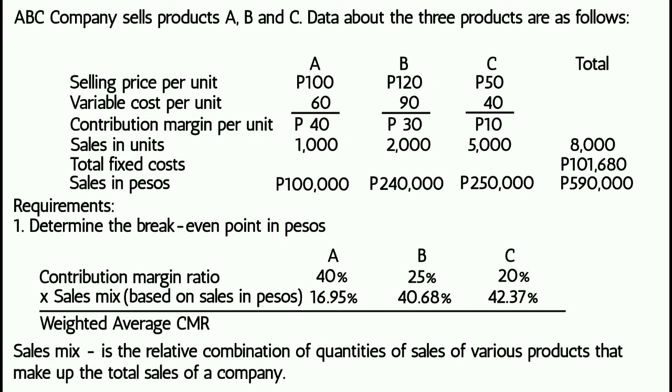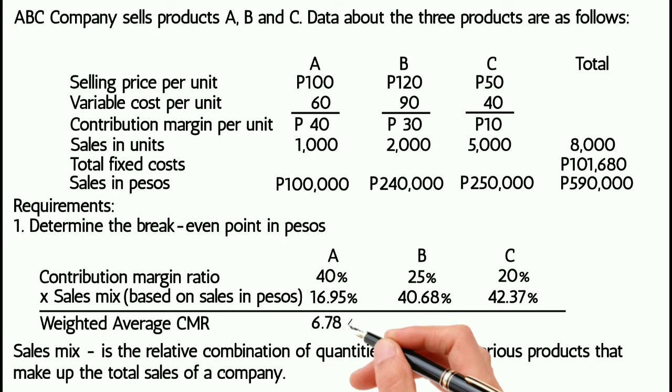Next, i-multiply natin yung CMR sa sales mix. 40% times 16.95%, that is equal to 6.78%.